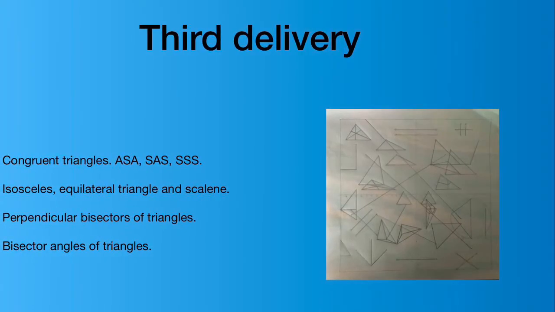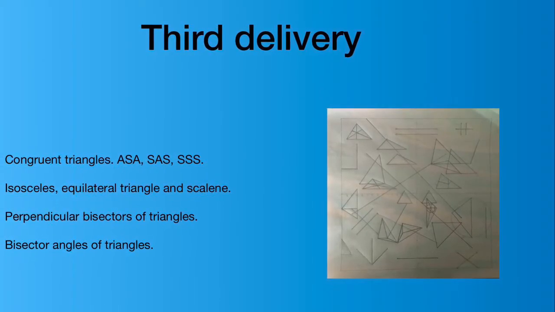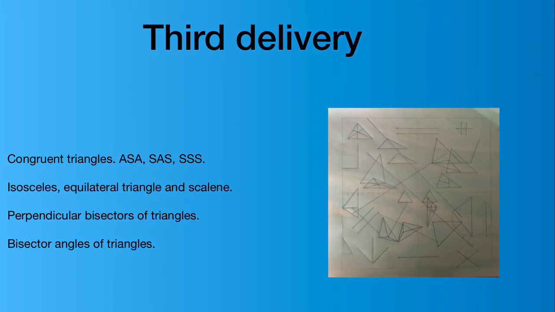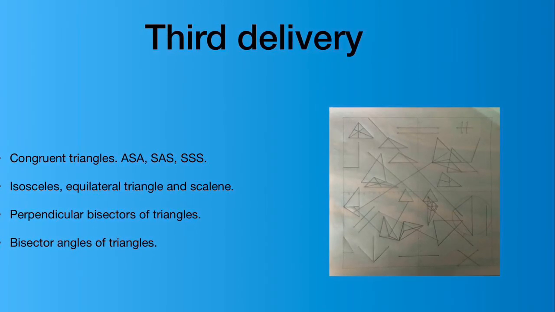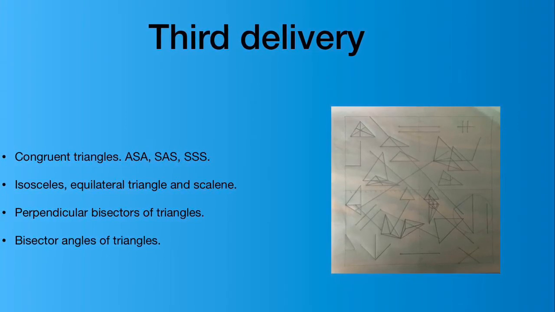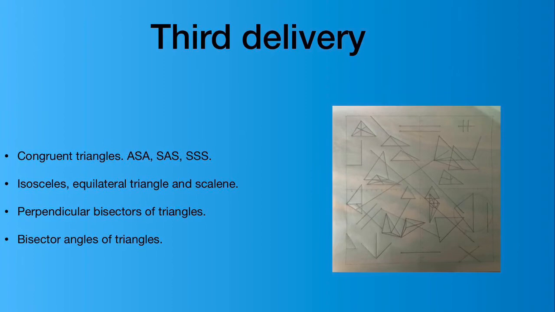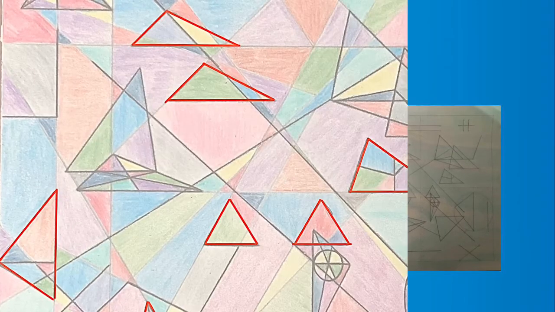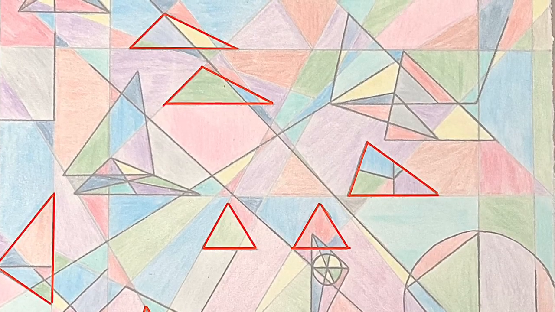For my third delivery, I need to make congruent triangles ASA, SAS, SSS. Also, I need to make the isosceles triangle, equilateral triangle, and scalene triangle, perpendicular bisector of triangles, and finally bisector angles of triangles. Here in my painting, you can notice my third draft.